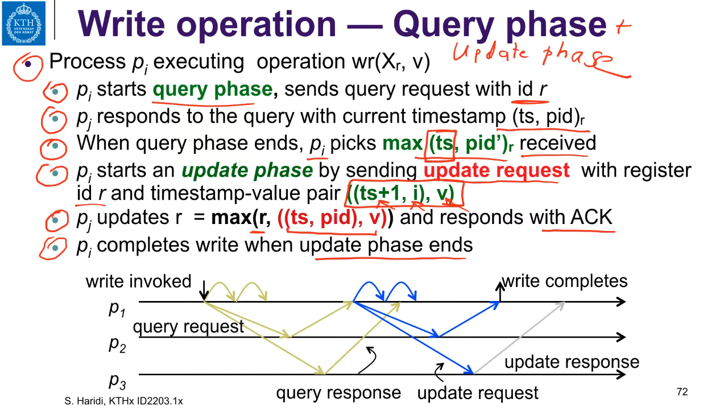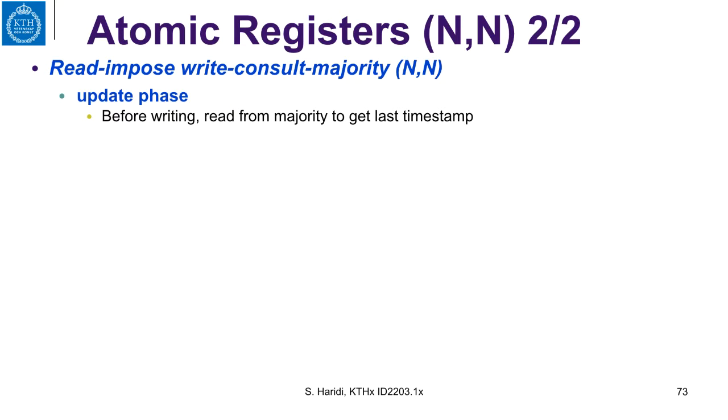So as we can see from this figure, we have a query phase here. This query phase ends here. And then the process starts an update phase here. And when this update phase ends, the write is complete. Now, our algorithm, as a summary, does read impose, write consult majority. It has this new query phase. Before writing, it reads from a majority to get the last timestamp.